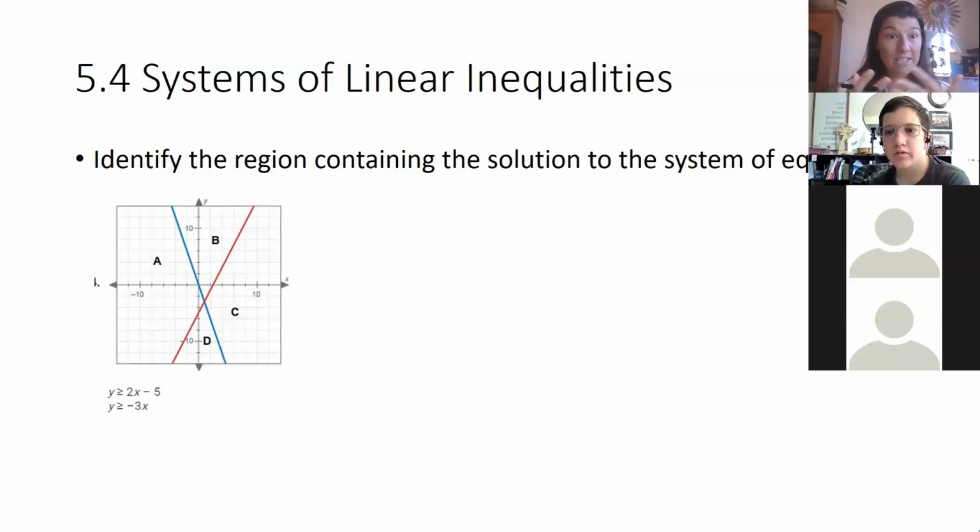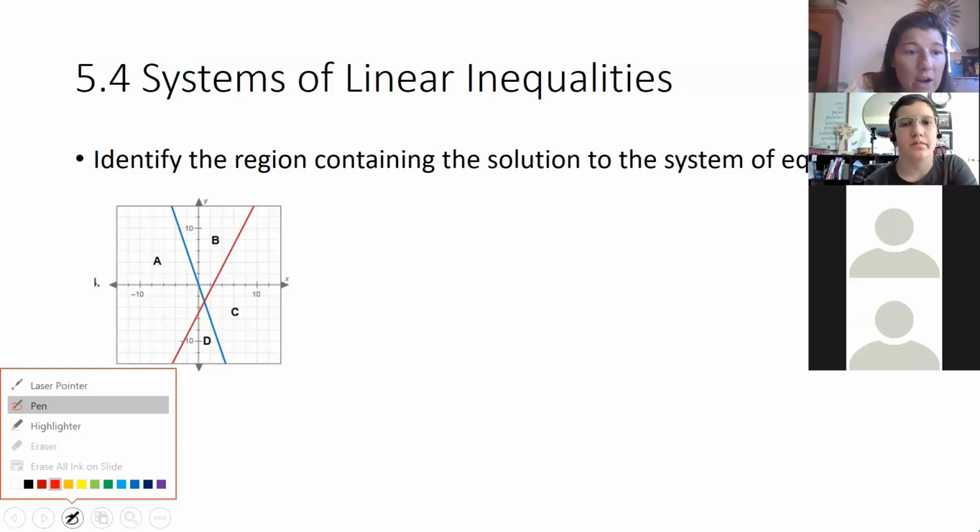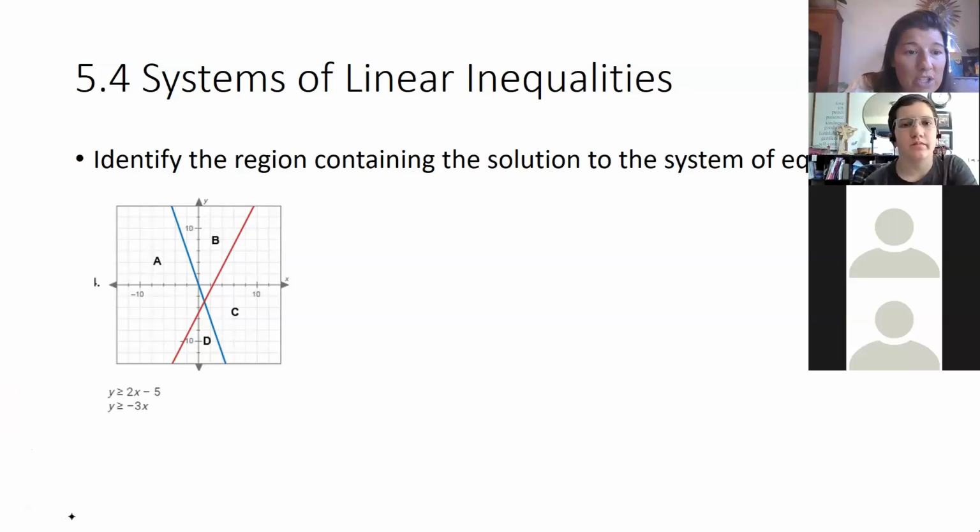Okay, so here's the last one we're going to do together, and then I'll stick around for a couple minutes to answer questions. Identify the region containing the solution to the system of equations. So first of all, let's figure out which of these equations is the blue, which one is the red. How can we tell here? y is greater than or equal to -3x. Notice our y-intercept there is 0. Which one has a y-intercept of 0, the red or the blue?